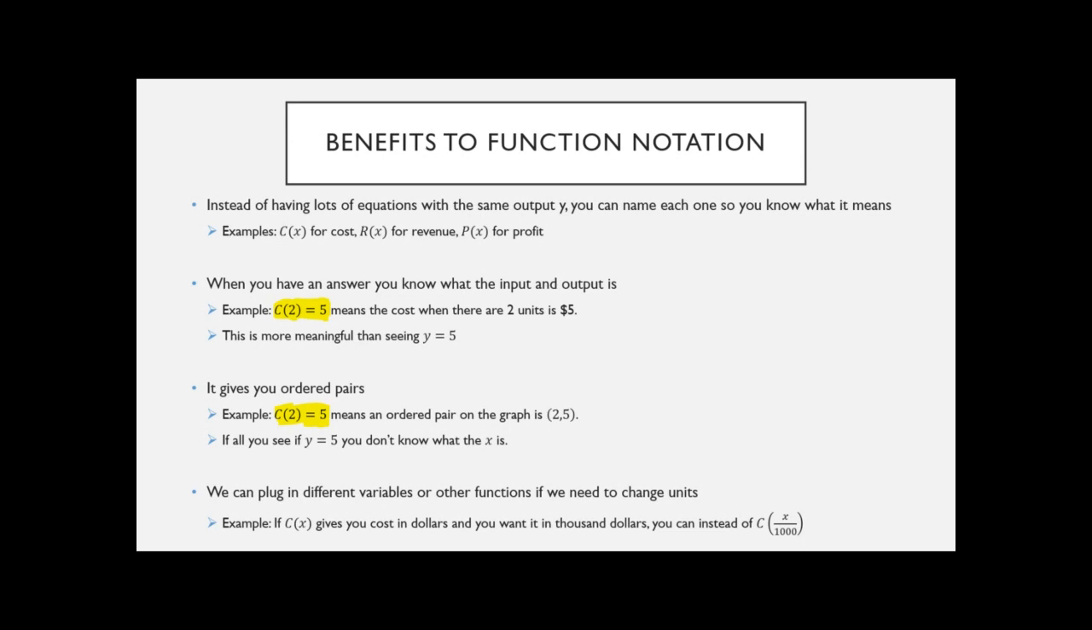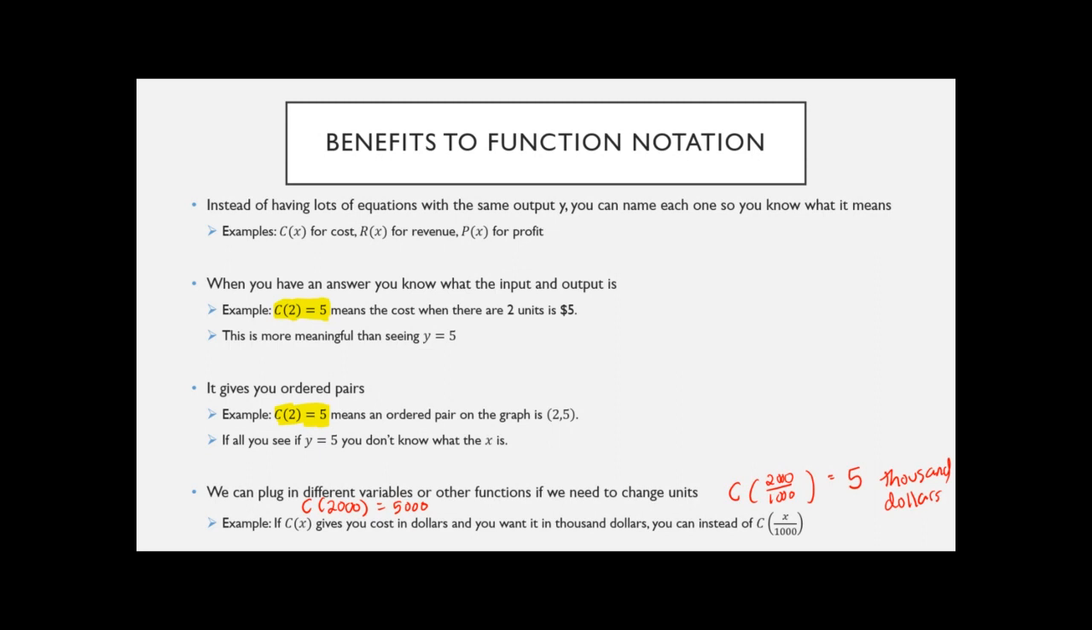Now let me actually write this down. So an example of this would be, if we had a C of 2,000, saying 2,000 units was equal to $5,000, the cost. If you wanted to convert it so that you're measuring in $1,000 instead of dollars, if you divided your input by 1,000, so that it would be 2,000 divided by 1,000, you're basically dividing your x by 1,000, then your output would be 5, and then the units would be $1,000 instead of $5,000. So you can use function notation to do unit conversions.